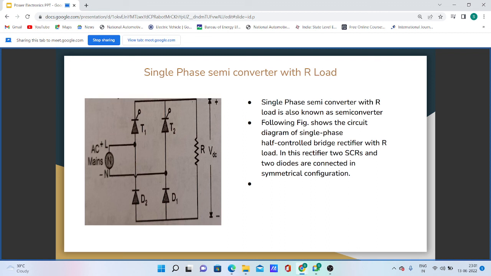First of all, we will discuss single phase semi-converter with R load. The following figure shows the circuit diagram of a single phase semi-converter with R load. In this semi-converter, two SCRs and two diodes are connected in a symmetrical configuration. For the positive half cycle, the current flows from Vs to T1 to R to D1 to Vs, and for the next negative half cycle, the current flows from Vs to T2 to R to D2 to Vs.